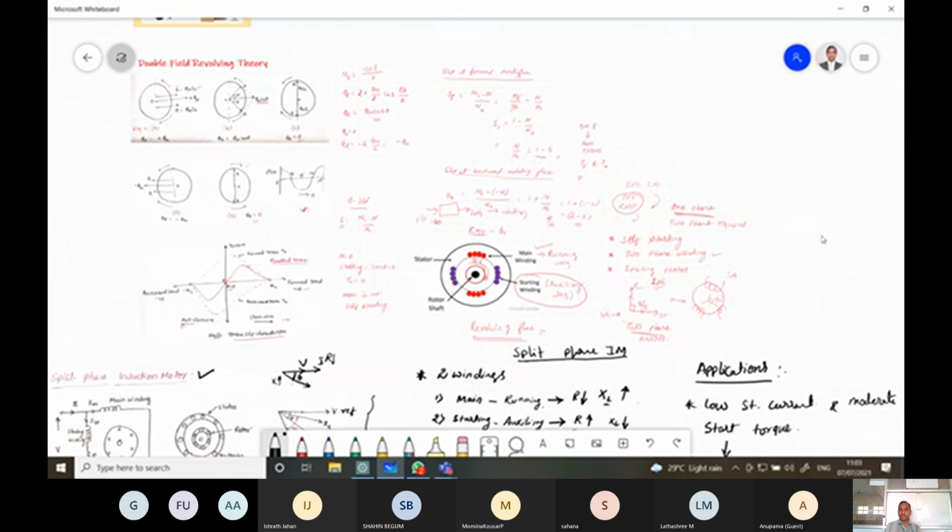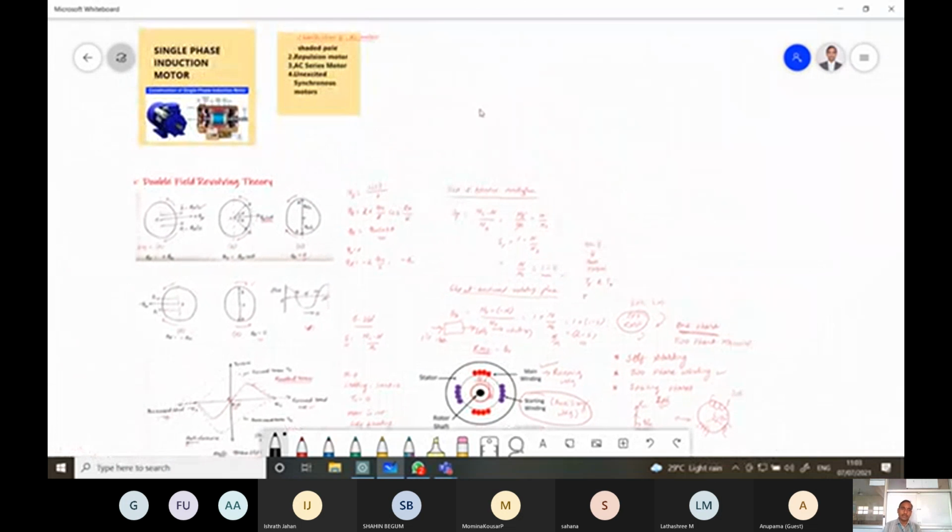Next class we will discuss further topics, that is the capacitor start and capacitor run induction motor.